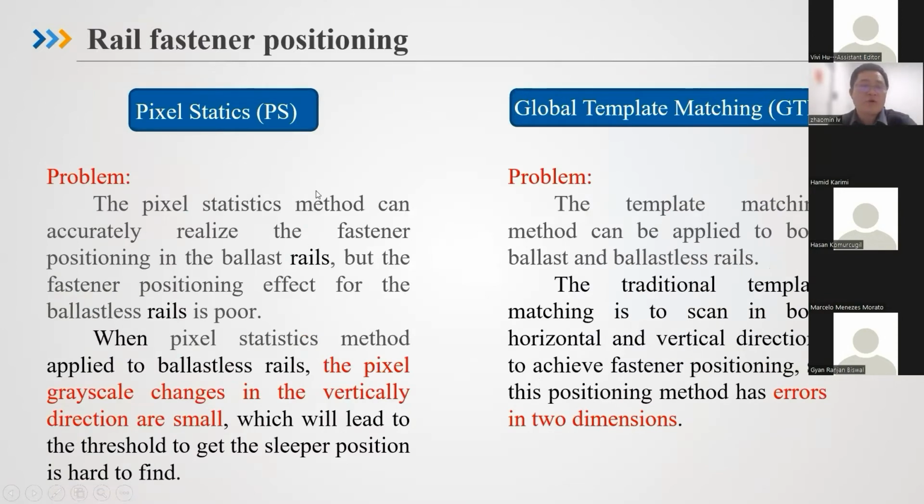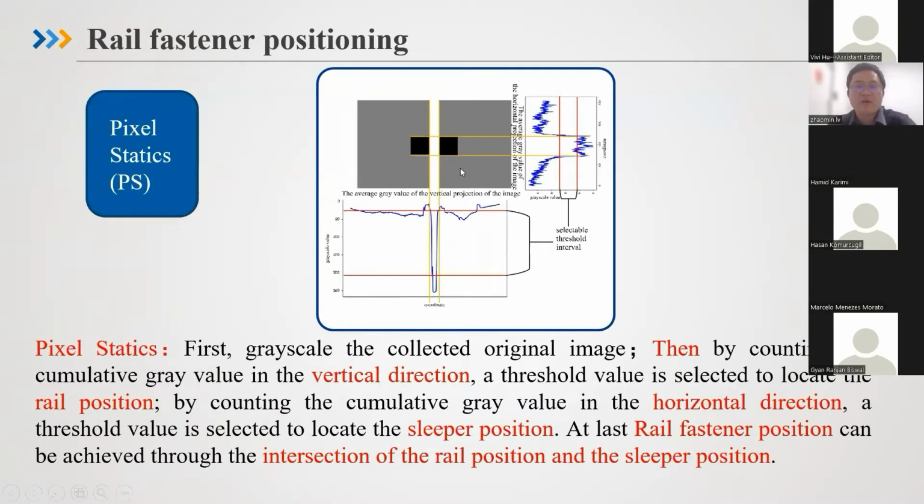For the two traditional rail fastener positioning methods, the pixel statistics method can realize the fastener positioning in ballast rails. But the fastener positioning effect for the ballastless rail is poor. The reason is that when the pixel statistics method is applied to ballastless rail, the pixel grayscale changes in the vertical direction are small, which makes the threshold to locate the sleeper hard to find. When this method is used in ballastless rail, this threshold is difficult to get.